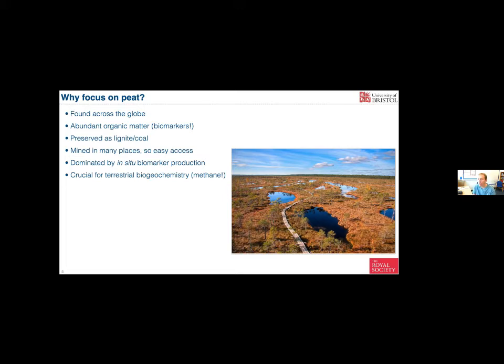Also important, and for some details later on, is that most biomarkers you find in the peat are produced right there in the peat. They didn't get transported there by rivers or something. That might be a problem with, for example, marine sediments. And peatland is also crucial for terrestrial biogeochemistry. Think about methane. So if you can constrain the temperature aspects, we can actually then also start to understand what that implies for biogeochemistry. So peatlands are quite a good archive to go for.